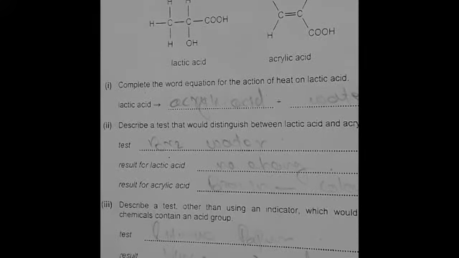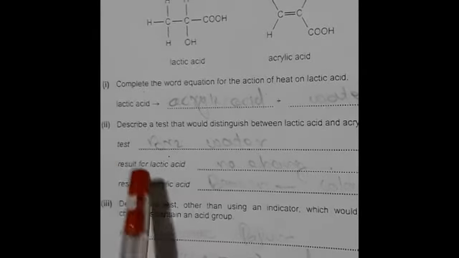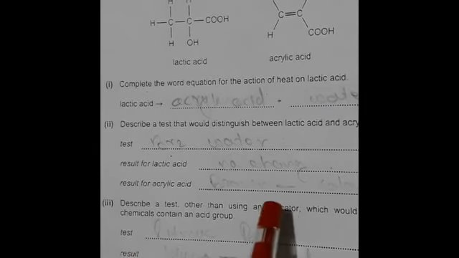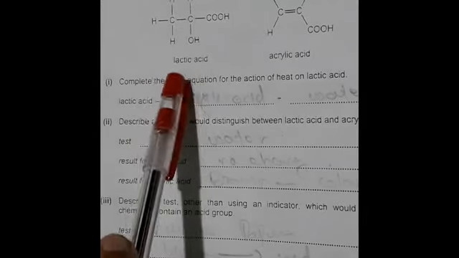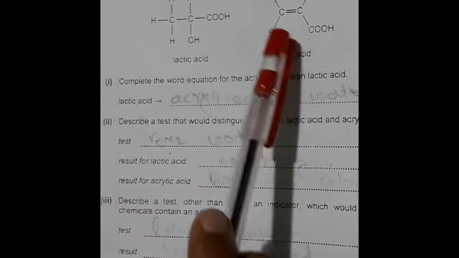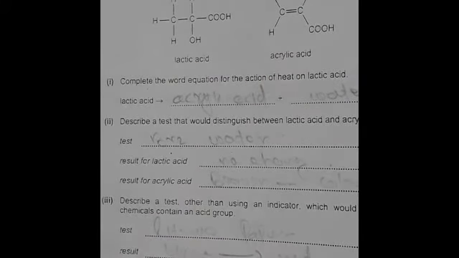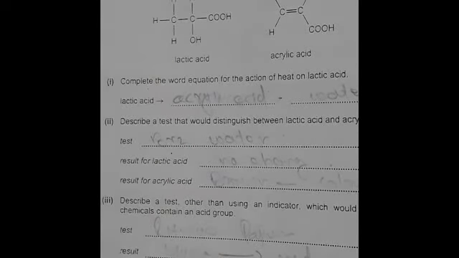Next question, C2. Describe the test that would distinguish between lactic acid and acrylic acid. We have to mention a test and result to distinguish them. Both lactic acid and acrylic acid consist of carboxylic acid, COOH. But lactic acid has a carbon-carbon single bond, acrylic acid has a carbon-carbon double bond. The compound which contains only single bonds is a saturated compound. A compound which contains a carbon-carbon double bond is an unsaturated compound.